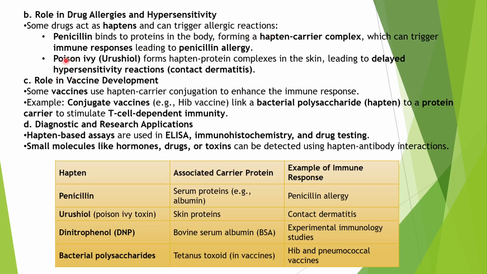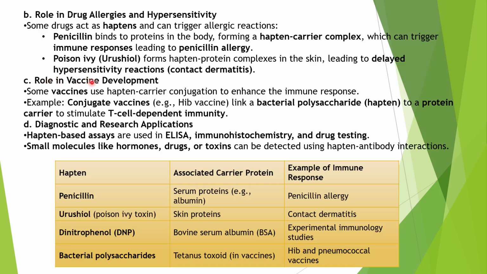And also poison ivy, the plant we come across. It has urushiol, which forms a hapten protein complex in the skin. This leads to delayed hypersensitivity reactions and contact dermatitis. So this can also spread, and it can cause skin reactions, rashes, etc.